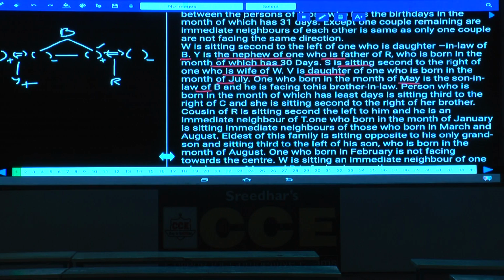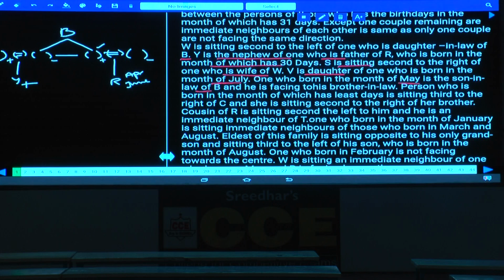R was born in the month of 30 days. R in the month of which one? Either in the month of April or in the month of, what is the other month? June. April and June. And V is the daughter of the one who was born in the month of July.